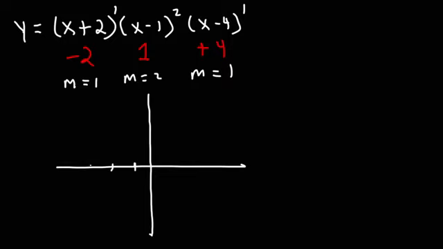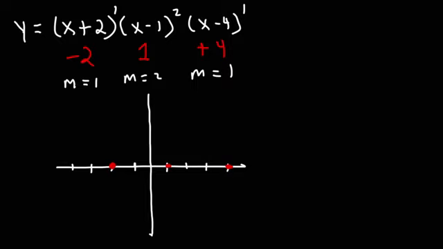So let's go 4 units to the left and 4 units to the right. So the first x-intercept on the left is at negative 2. The second one is at positive 1. And the last one is at 4.